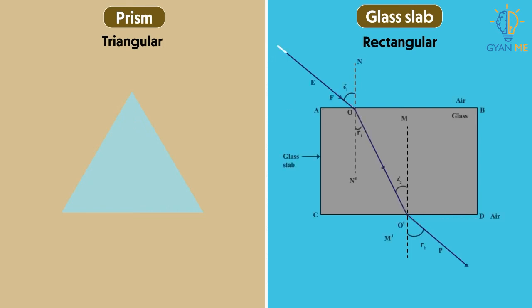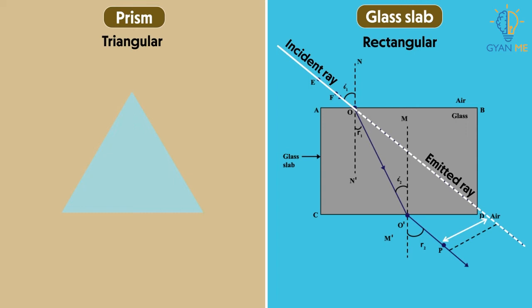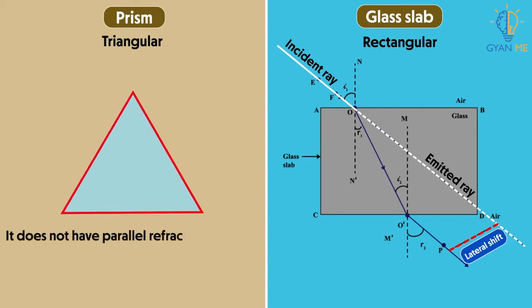As a result, the direction of the incident ray and the emitted ray remains the same, which is indicated by these parallel rays. Only the path of the ray of light is displaced or shifted, and this distance is the lateral shift. Not so for the prism. It does not have parallel refracting surfaces. In fact, they are inclined to each other at an angle like this.